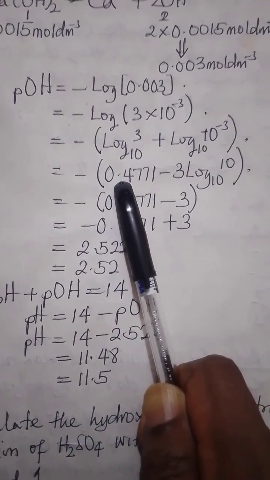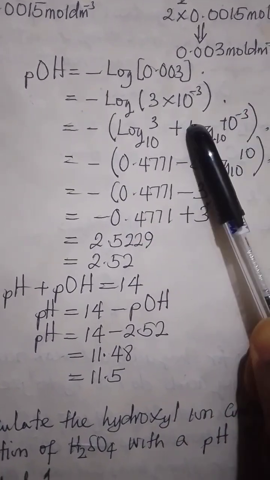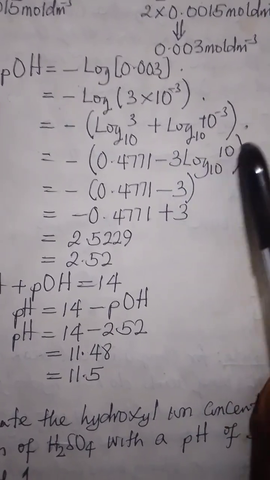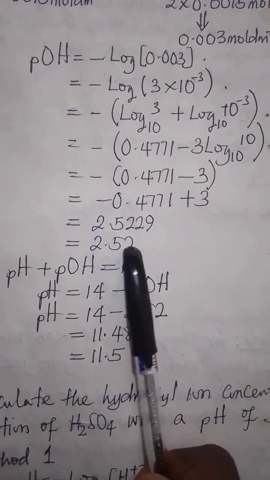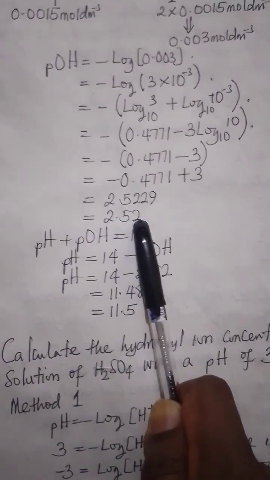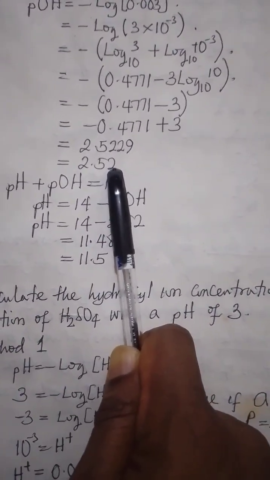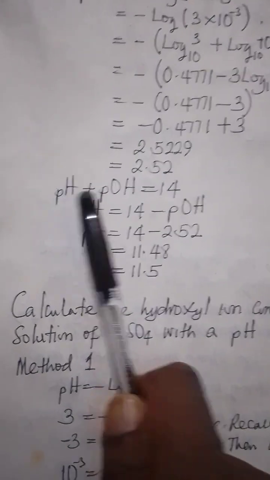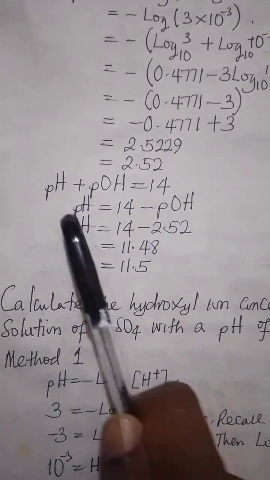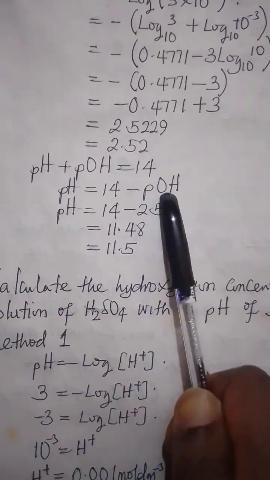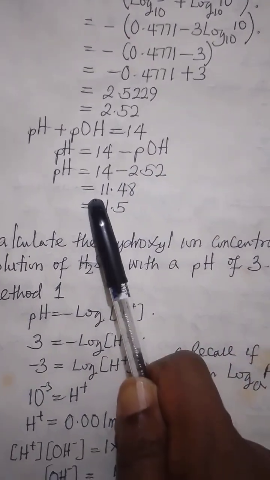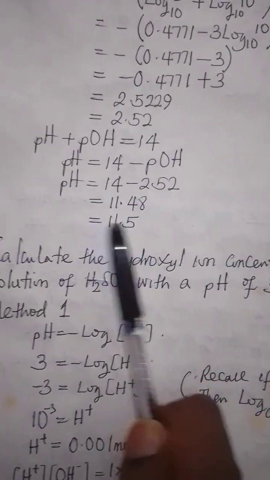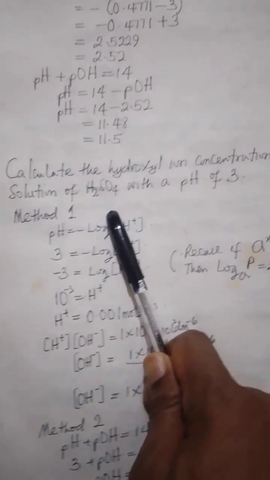I told you to commit it to memory. And this minus 3 comes there to multiply. You have 3 log 10 base 10. Of course, you clear the bracket with the minus sign outside. You're going to get to this point. Don't forget, we're not to calculate pOH. We're to calculate pH. So pH plus pOH is 14, so pH is 14 minus pOH. So pH is 14 minus 2.52. So eventually we have 11.48, which is 11.5. We go to question number 3.